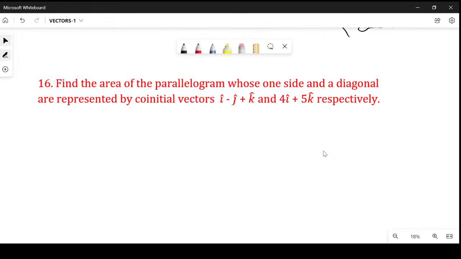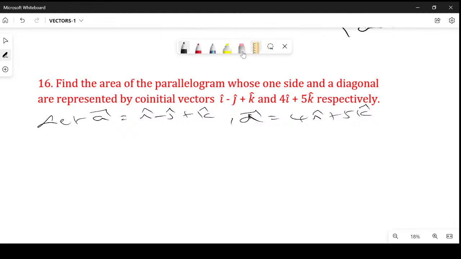Let a bar equal i cap minus j cap plus k cap. The other one is the diagonal with the same initial point, d bar equal to 4 i cap plus 5 k cap. I have taken these two, a bar and d bar. This is the diagonal, d bar, I have taken.